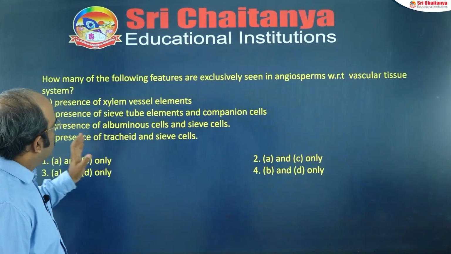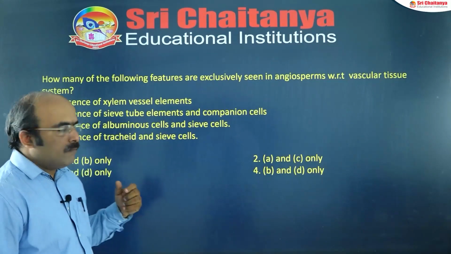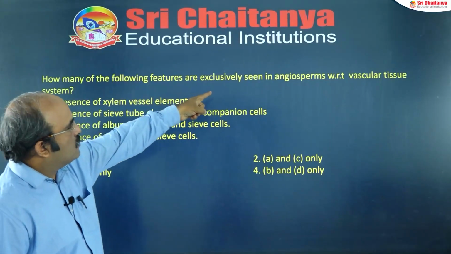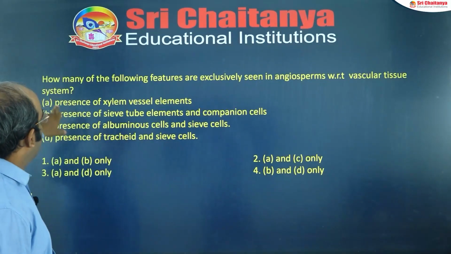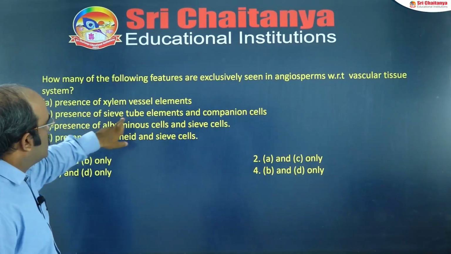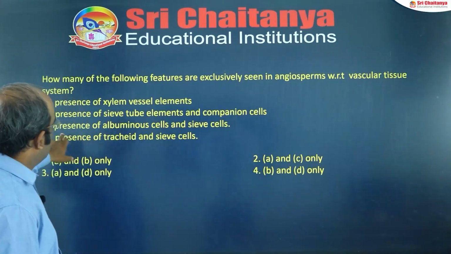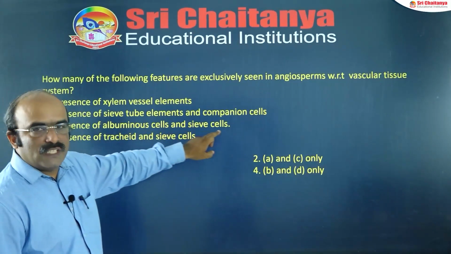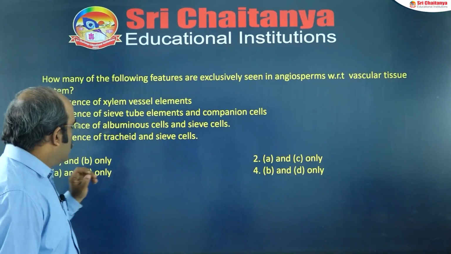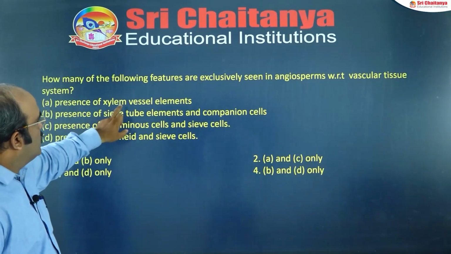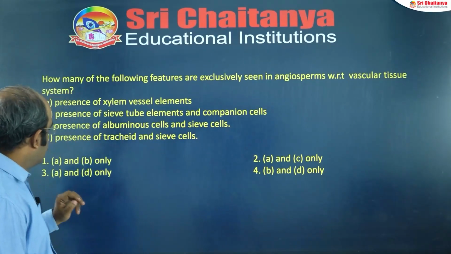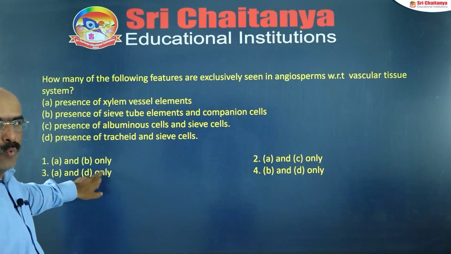Now, these are some questions where you can go through them and try to answer them. How many of the following features are exclusively seen in angiosperms with respect to vascular tissue system? Presence of xylem vessels, presence of sieve tube elements and companion cells, presence of albuminous cells and sieve cells, presence of tracheid and sieve cells. So angiosperms, they have xylem vessels, they have sieve tubes and companion cells. So the answer will be A and B only.